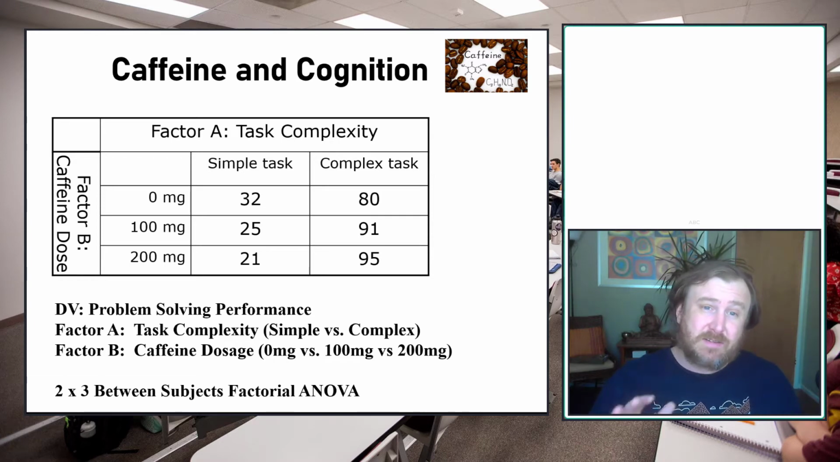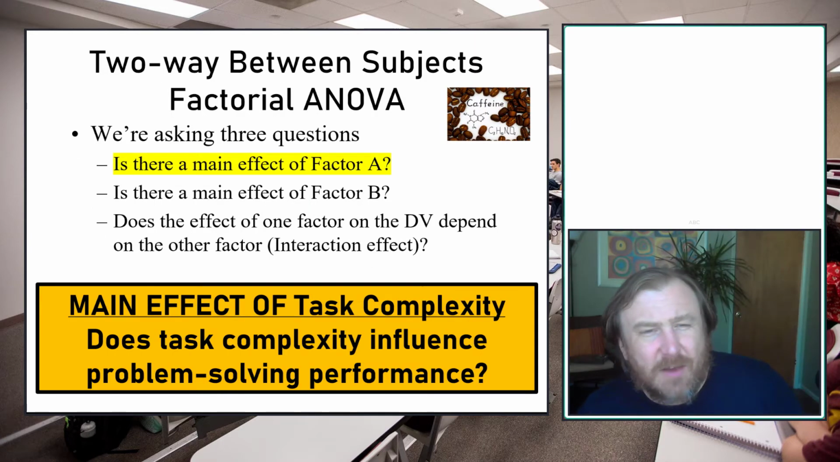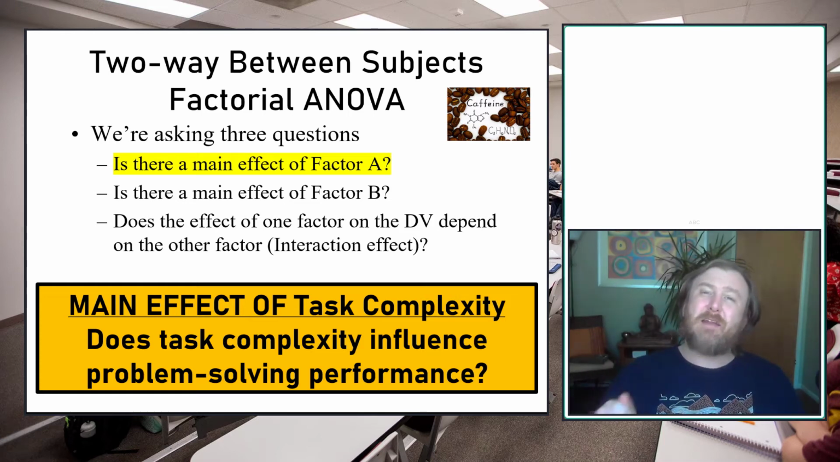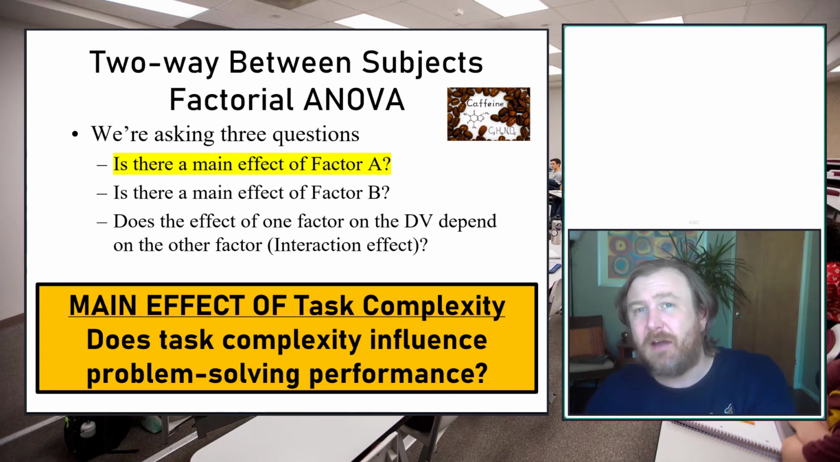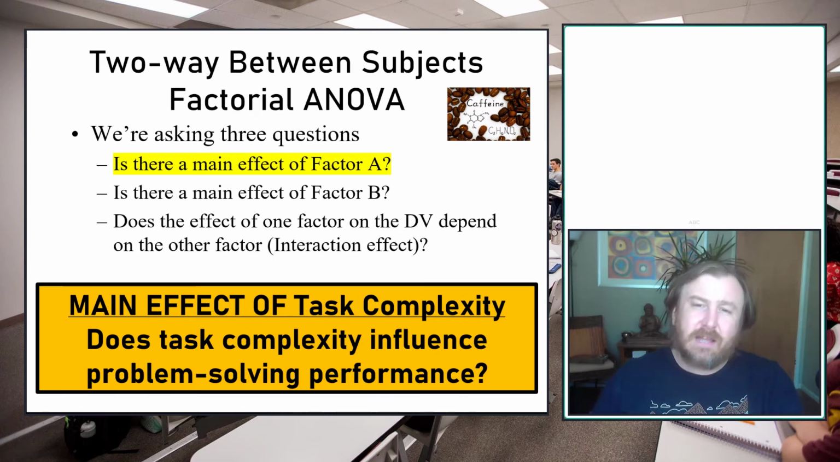So here we can see, on the basis of these factors and how many levels each factor has, we have a 2 by 3 between subjects factorial ANOVA. So we go in here, and again, we're asking 3 questions. The first question is, is there a main effect of factor A? And this question is essentially just doing a one-way ANOVA on factor A, which was task complexity, right? So it's just looking to see, does task complexity influence problem-solving performance? Importantly, probably a better way to say this is, does task complexity influence problem-solving performance without taking caffeine dosage into account, right? So when we're looking at the main effect of factor A, we're not interested at all in the influence of factor B.